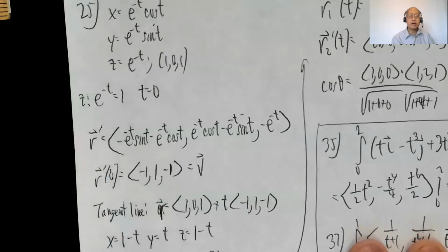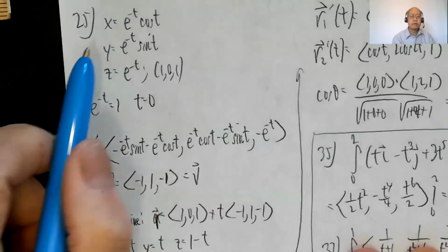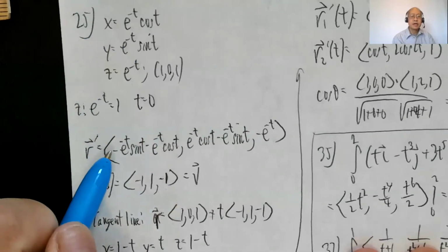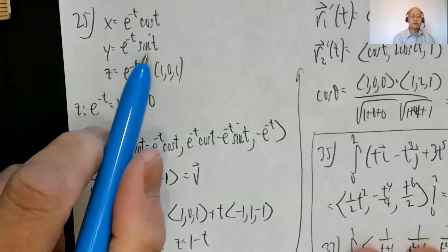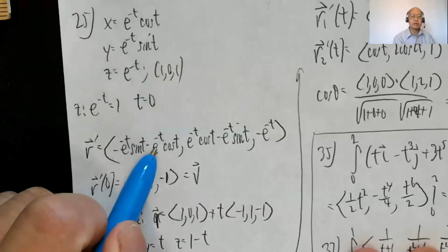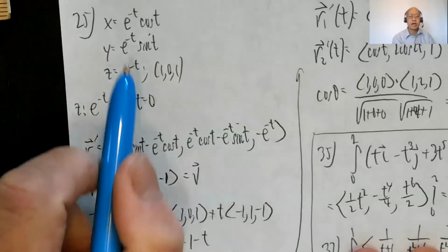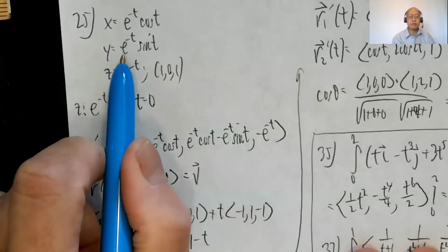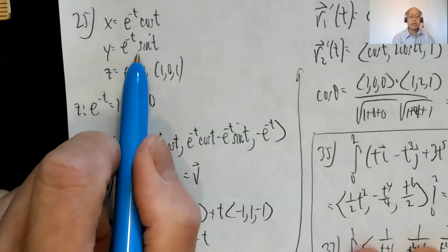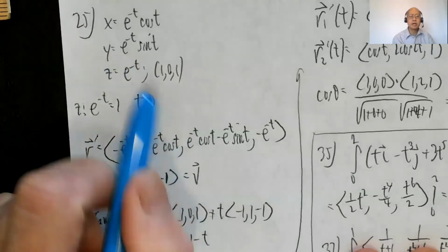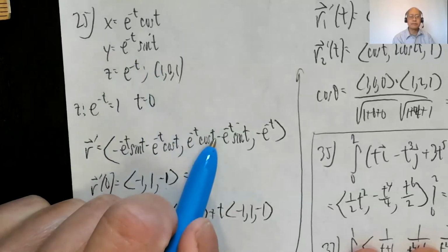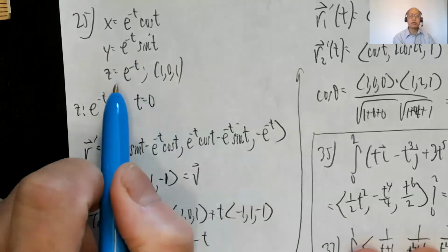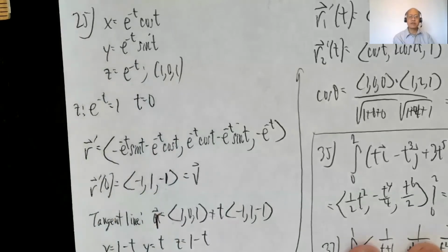All right, so r prime, product rule, first times derivative of the second, negative e to negative t sine t, plus the second times derivative of the first, minus e to negative t cosine t. And derivative of the y component, same thing, product rule, first times derivative of the second, e to negative t cosine t, plus the second sine of t times derivative of the first, negative e to negative t. And then the z component, derivative of e to negative t is negative e to negative t.